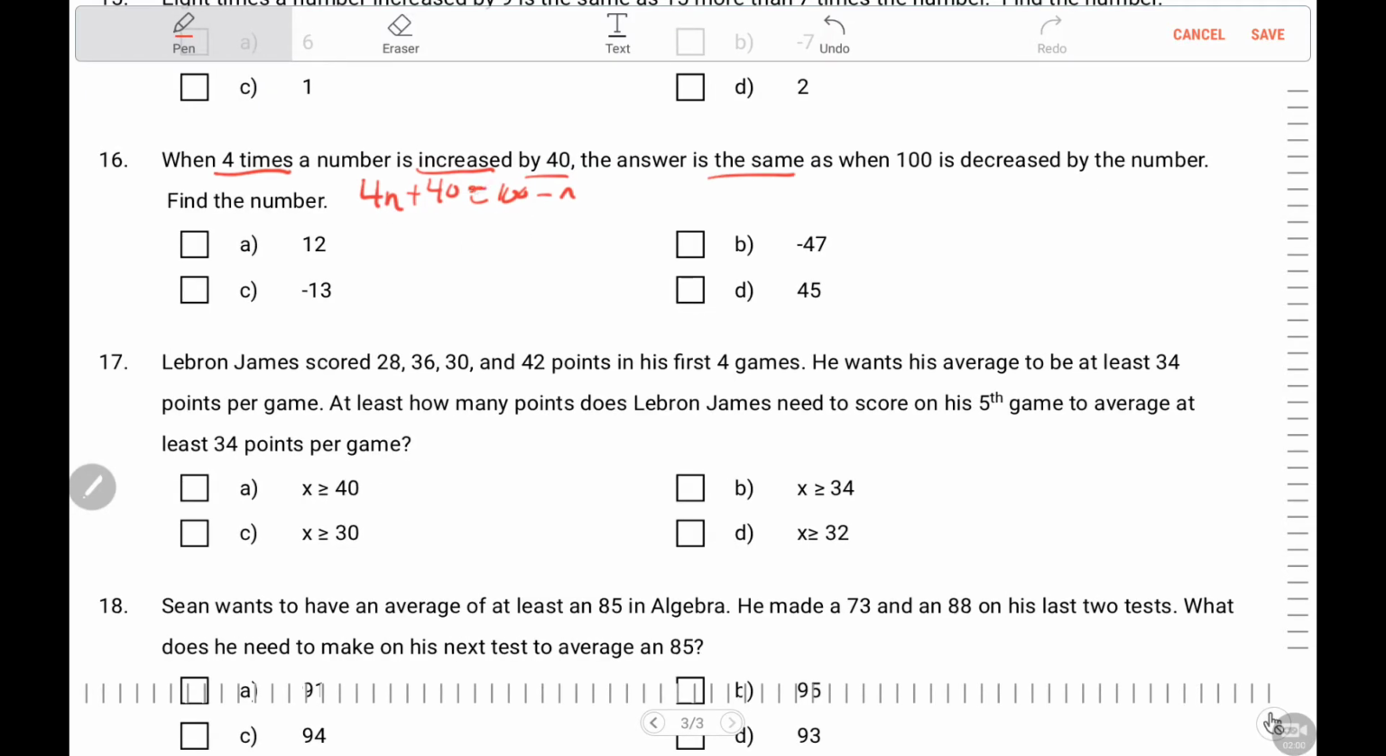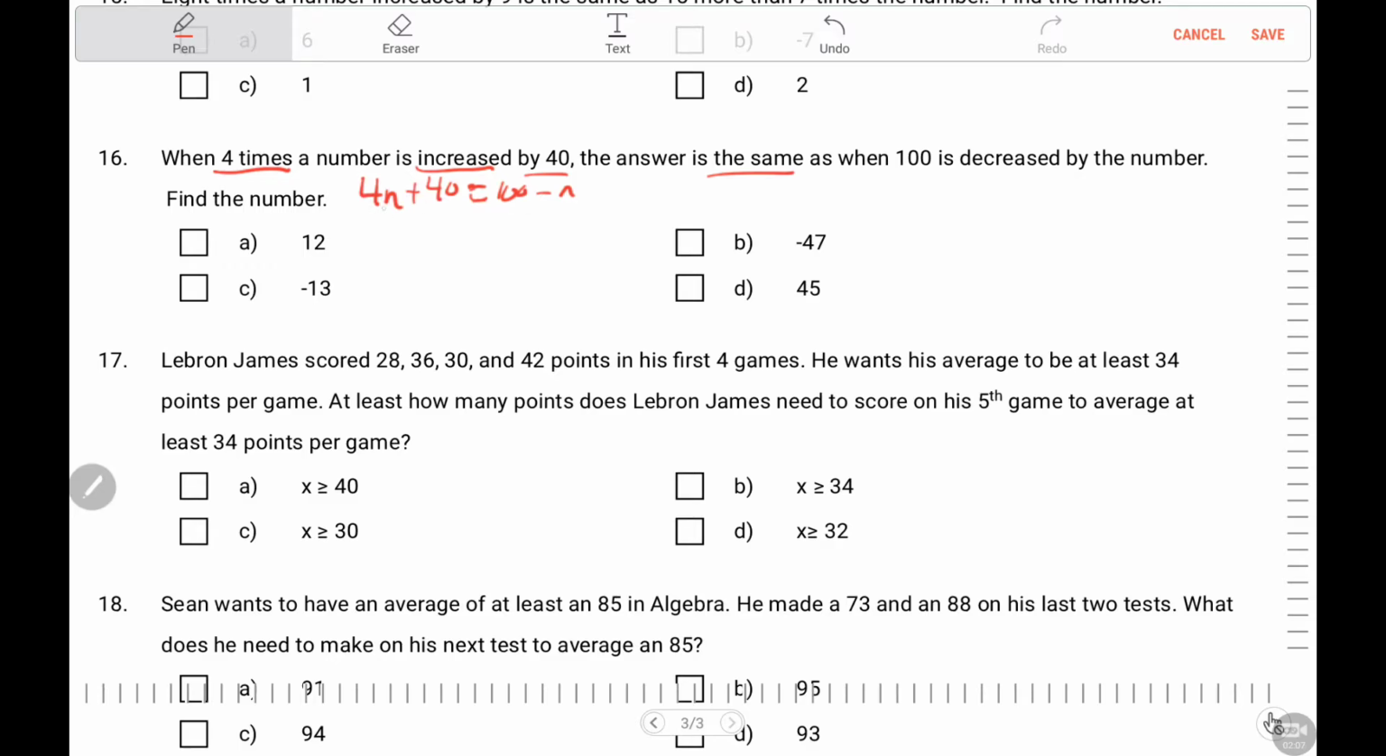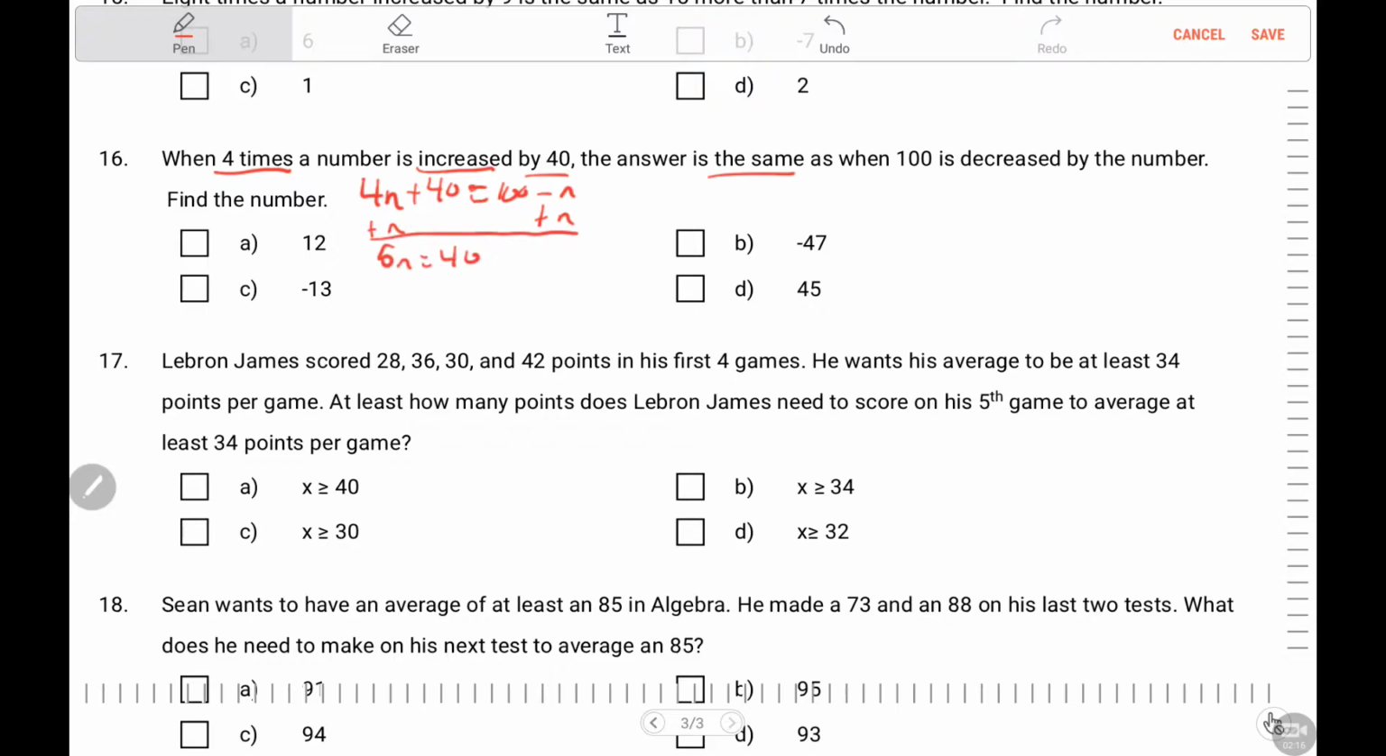Now, don't forget when you solve these, you want to get the variable by itself. I see 4n, I see minus n. I'm just going to add n to both sides. So I get 5n plus 40 equals 100. Subtract 40. And then 5n equals 60. Divide by 5. N is 12. So that's it.